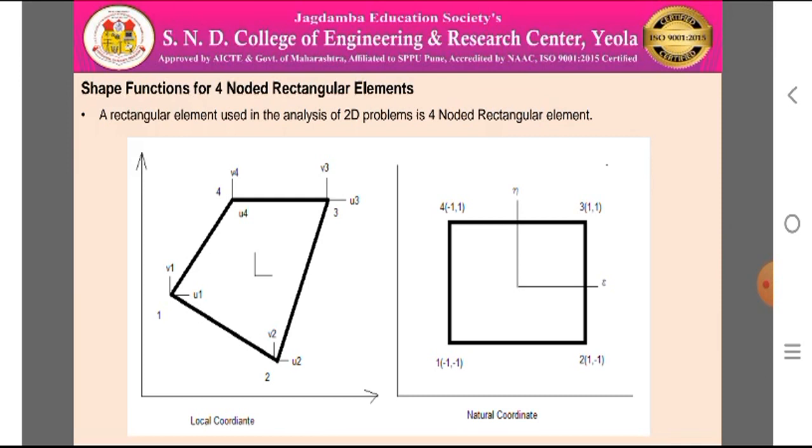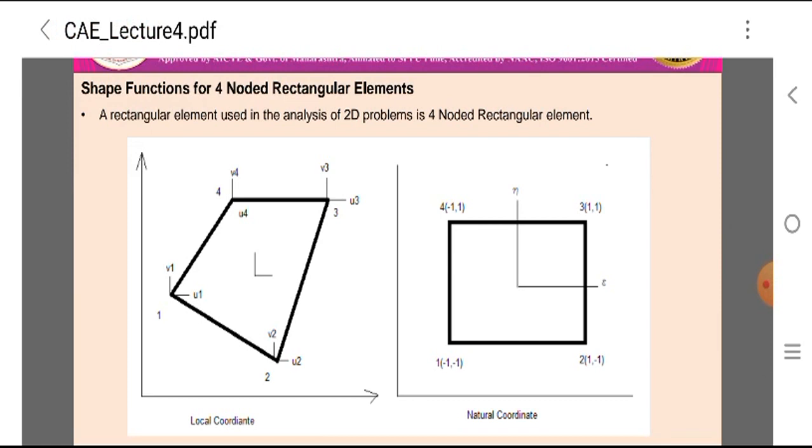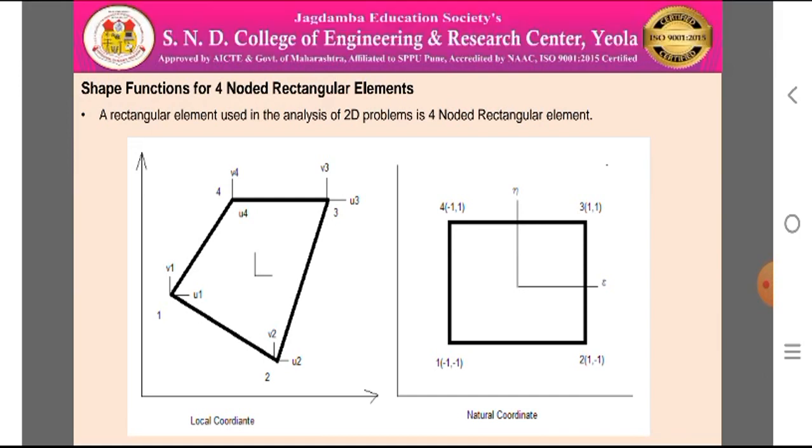In local coordinate system, nodes 1, 2, 3 and 4 are the nodal points of the element, and ui, vi are the respective degrees of freedom per node. Similarly, in natural coordinate system, there are two coordinates, epsilon and eta, along the axes, and nodes 1, 2, 3, 4 are connected through the initial points. That is, node 1 has coordinate minus 1, minus 1, node 2 has coordinate 1, minus 1, node 3 has coordinate 1, 1, and node 4 has coordinate minus 1, 1.